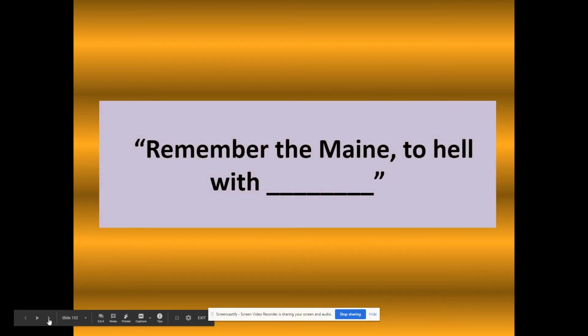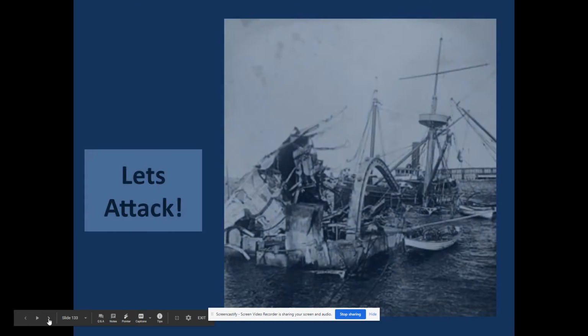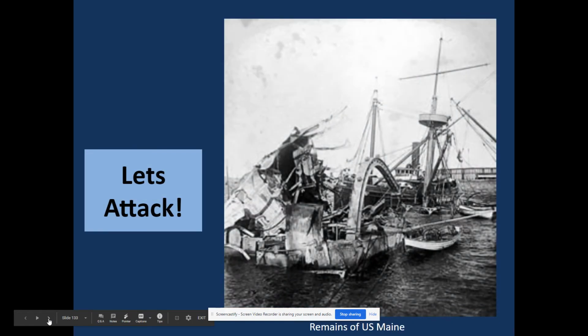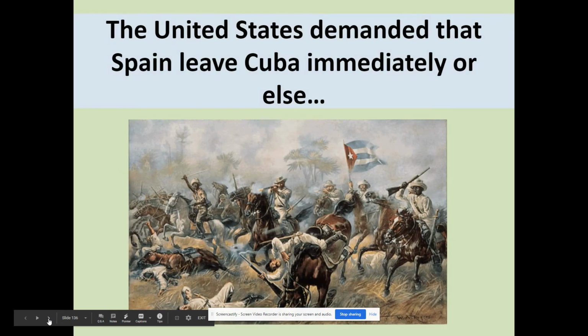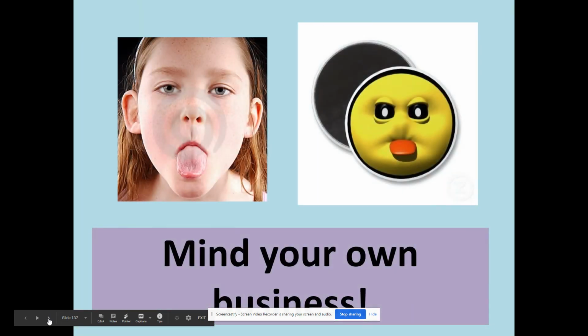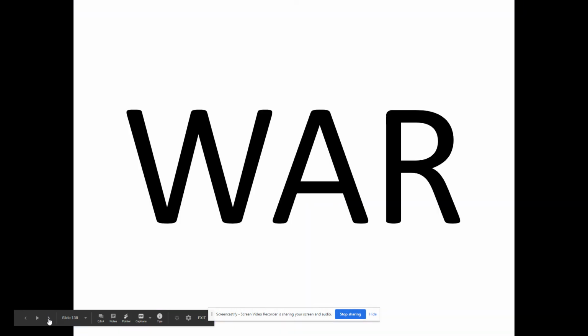So it's Spain's fault. Americans started chanting, remember the Maine, to hell with Spain. And again, Spain must have been so frustrated because they didn't do it, and we wanted to attack. So the United States demanded that Spain leave Cuba immediately, or else. Spain said, mind your own business. This is ours. You have nothing to do with this.